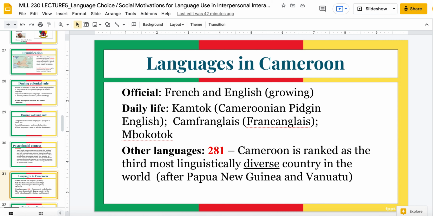So Cameroon, again, is very linguistically diverse because historically it's been linguistically diverse. After Papua New Guinea, which we already covered, which is one of the most linguistically diverse places, and Vanuatu, Cameroon is the third most linguistically diverse country. So there's going to be lots of different diglossic situations happening.